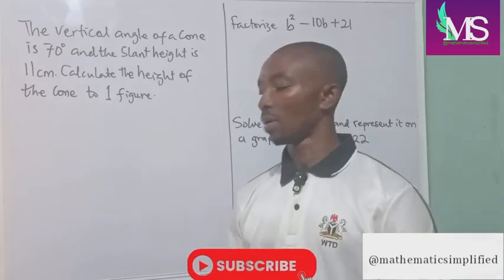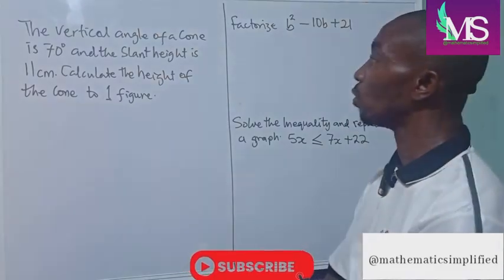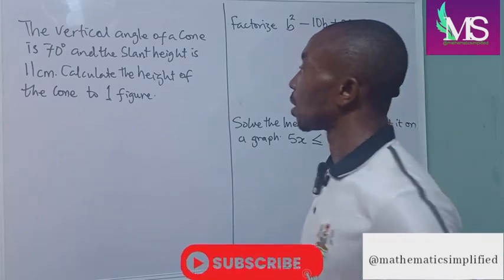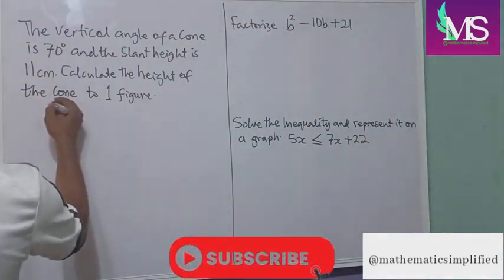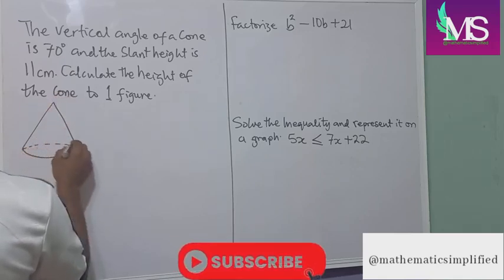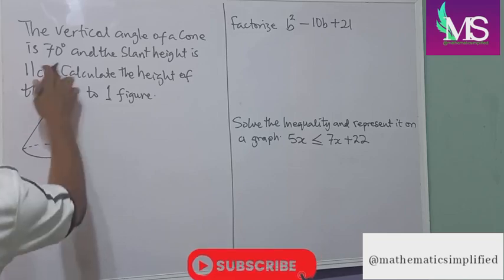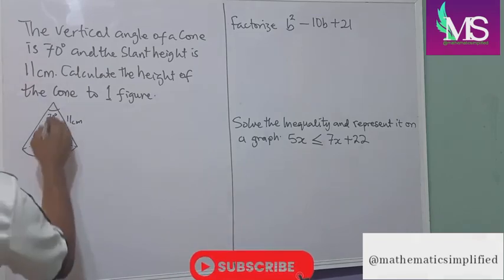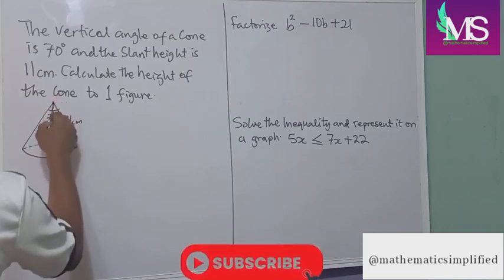Our next question says the vertical angle of a cone is 70 degrees and the slant height is 11 centimeter. Calculate the height of the cone to one significant figure. Now, in solving this, let's represent it in a diagrammatic way. If this is our cone, they say the vertical angle here is 70 degrees and the slant height is 11 centimeter. They say we should calculate the height of the cone.